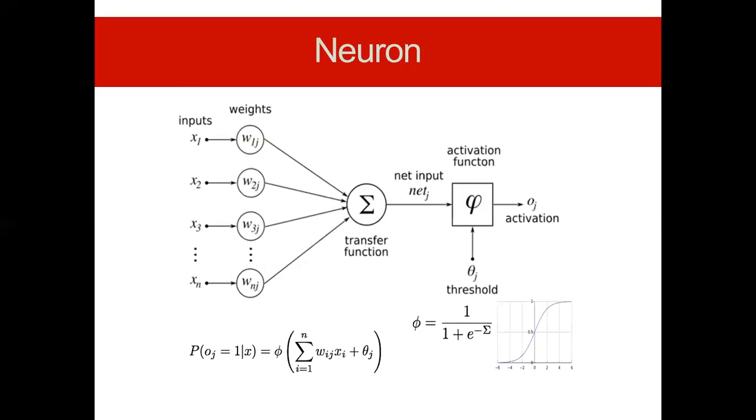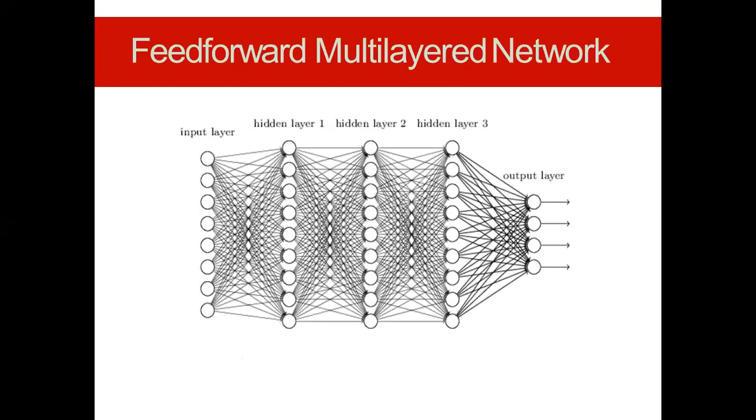Now I want to just give you a very brief introduction to deep learning. First of all, what is a neuron? A neuron is just a nonlinear transformation of your data. It takes a linear combination of your input features, and then applies a nonlinear activation function, for example, the sigmoid function, to generate an output. That's one neuron.